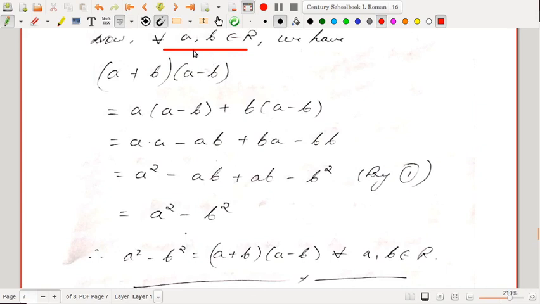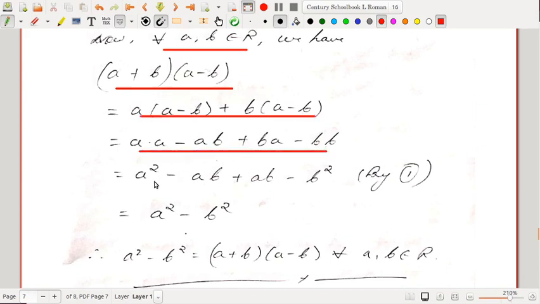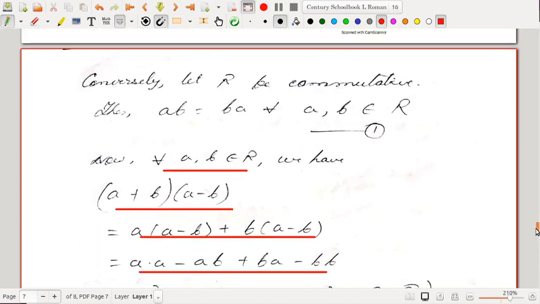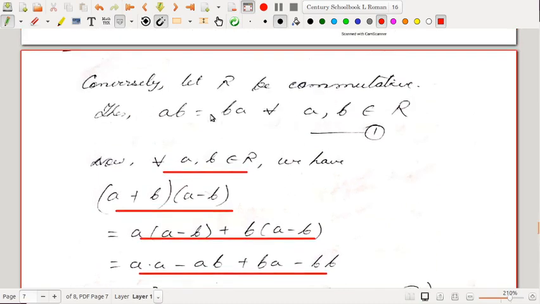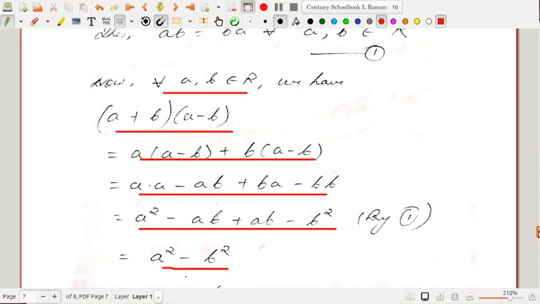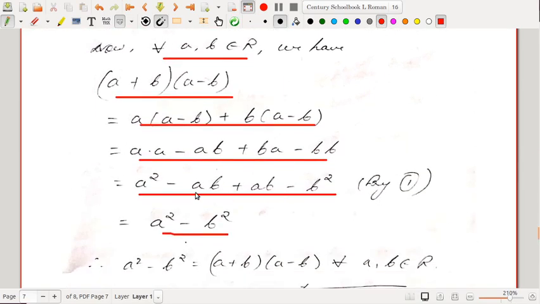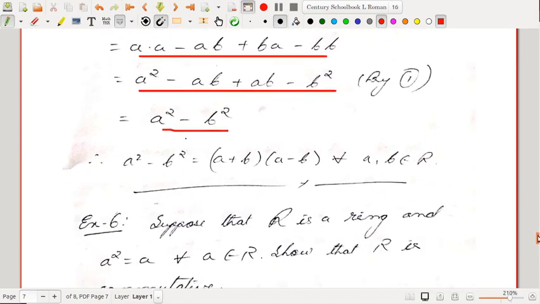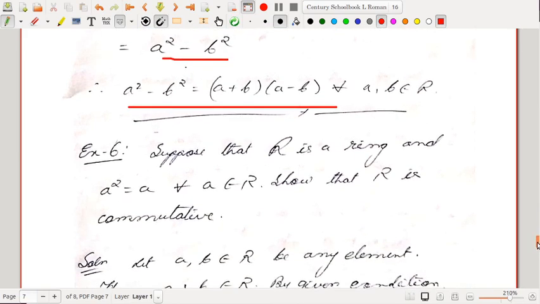Okay, so let us write, for all a, b inside R, a plus b into a minus b is, just apply the distributive law as before. So it's a square minus ab plus ba minus b square. So a square minus ab plus ba minus b square is equal to a square minus b square, because ab and ba are equal by equation 1. So I can replace ba by ab, and ab minus ab is always 0. So a square minus b square is a plus b into a minus b for all a, b inside R. So whenever R is commutative, this property is satisfied.